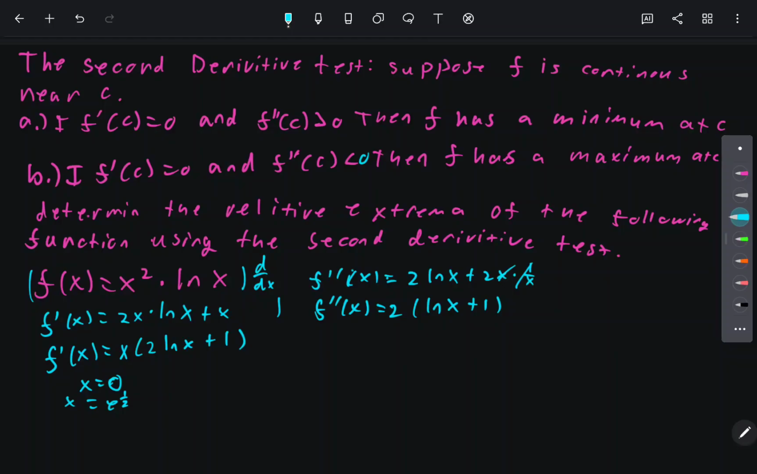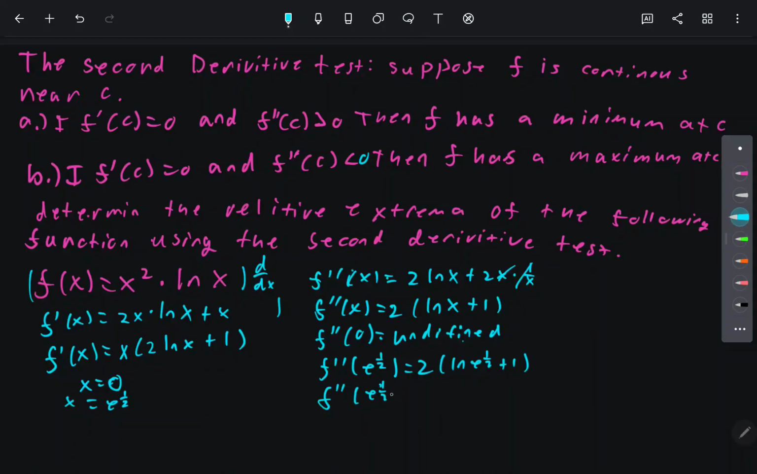Now we can plug in values into this function, so f double prime of 0 is equal to 2 times the natural log of 0. The natural log of 0 here is undefined. Now let's try plugging in e to the power of 1/2. We get 2 times the natural log of e to the 1/2 plus 1. Well, the e and the natural log cancel, so we're left with 1/2 plus 1, which gives us 3/2. So we're going to get an answer of 3, which is positive.